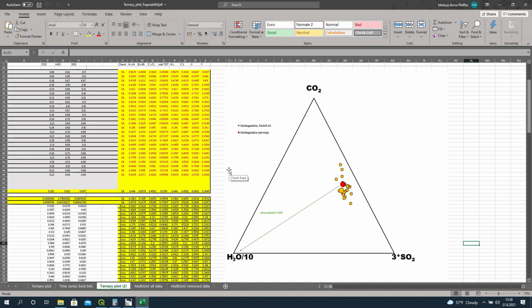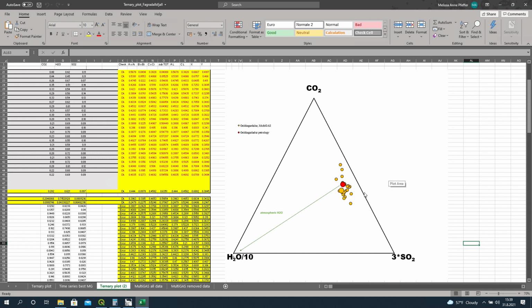So we use the ratios that we measured in the multi-gas data, the CO2 to water, the SO2 to water, and the SO2 to CO2. So we use all these ratios in order to plot on this triangle plot. The red dot is the petrological composition, and the yellow dots are all the multi-gas measurements we've made during the eruption. And the large yellow dot is the 10th of July data point.